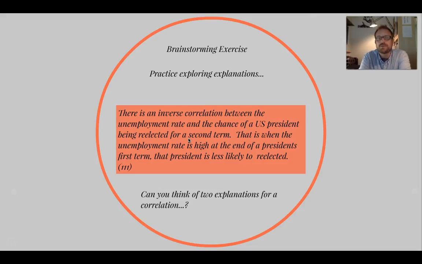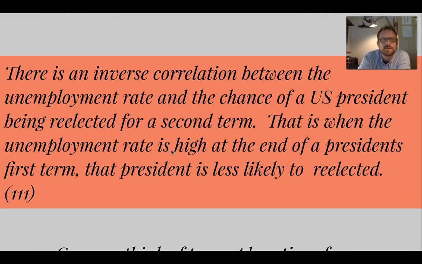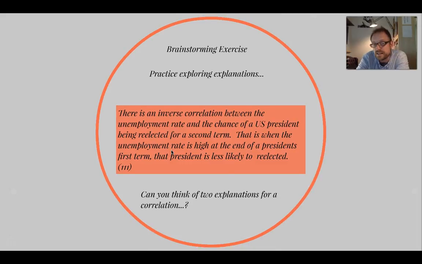Now, if you're following along in the book, you're going to be working on a brainstorming exercise here. And if you're not using the book, you can, of course, just do this on your own, right? And that is, when you hear a causal argument, practice exploring the different possibilities of explanation that you could think of. So, for instance, take this example. Someone argues there is an inverse correlation between the unemployment rate and the chance of a U.S. president being reelected for a second term. That is, when the unemployment rate is high at the end of a president's first term, that president is less likely to be reelected, right?